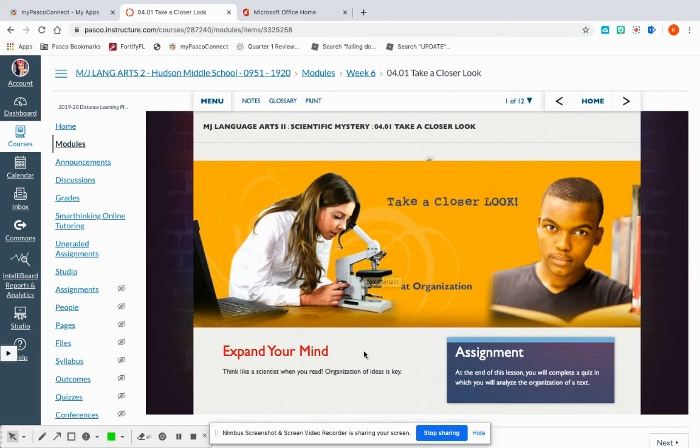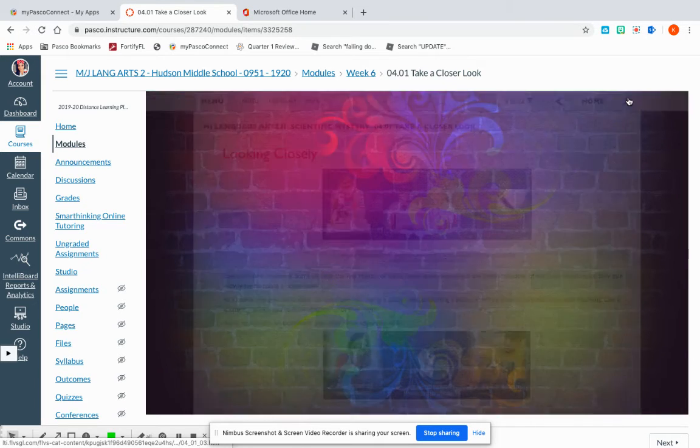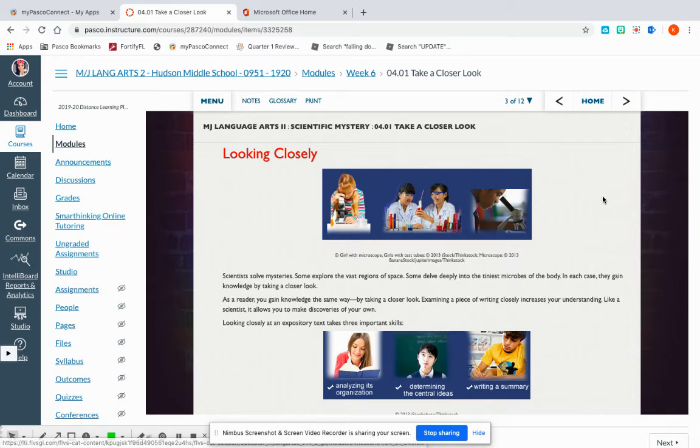So they're going to give you an example and compare to a scientist. So at the end of this lesson, you're going to be able to complete a quiz which will analyze the organization of a text. So now we're going to be focusing on organization. So your objective is to be able to identify the main idea, paraphrase, and write an objective summary, which we have done in class before.